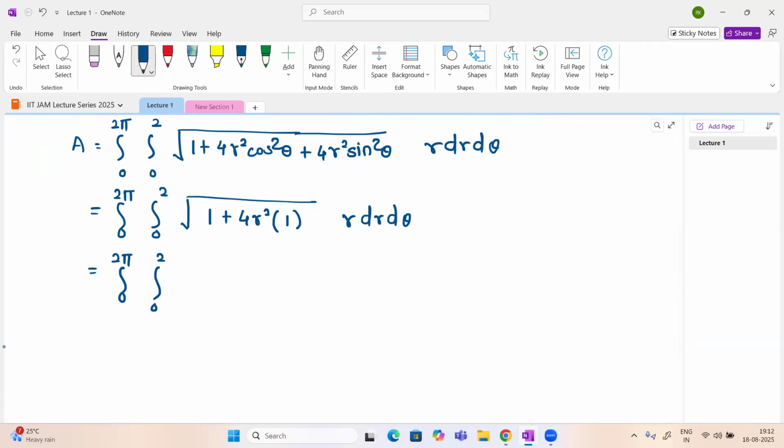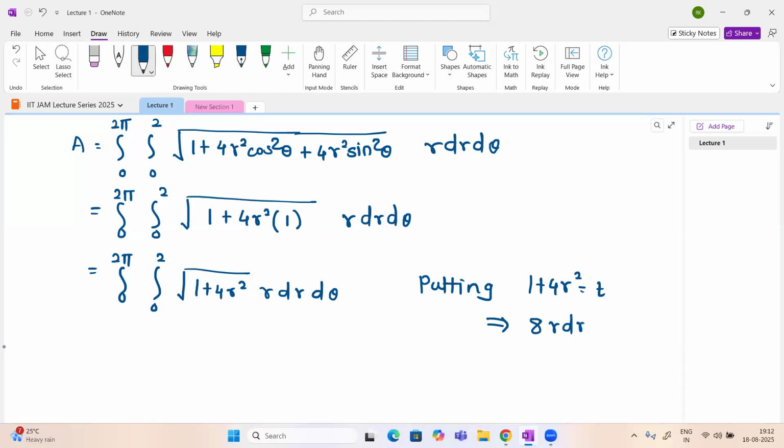We can substitute 1 plus 4r square equal to t. Very good. So the next task is to find the derivative. What will be its derivative? 8r dr equals dt, and we have this term r dr already, so let me write r dr equals dt by 8.